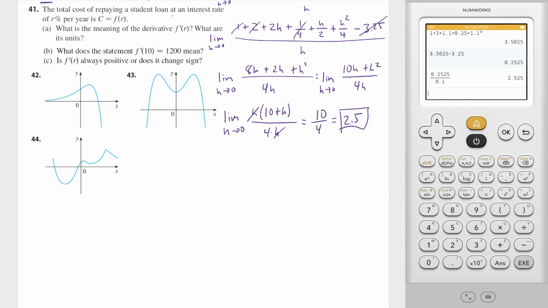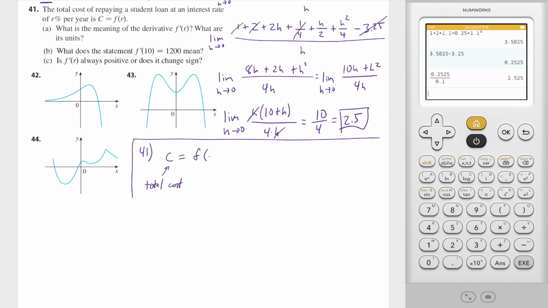All right, the total cost of repaying a student loan at the interest rate of R% per year is given by some formula. What is the meaning of the derivative f prime of r, and what are its units? Okay, so let me just go ahead and draw this line here. We indicate we're on a different problem. This is 41. Okay, so the cost we're paying is the total cost, right? Let's keep this in mind. This is not the cost per month. This is total cost.